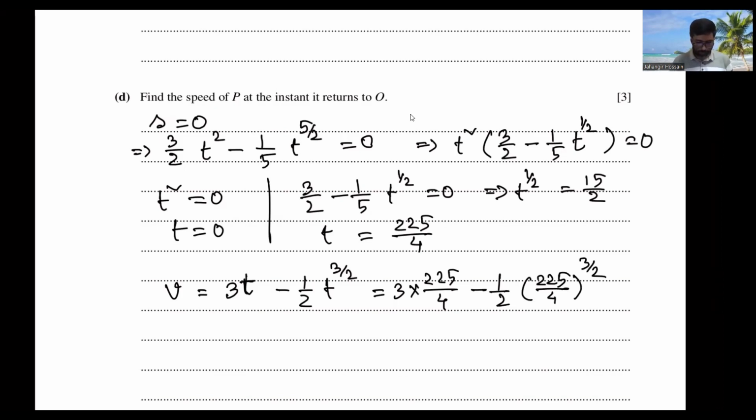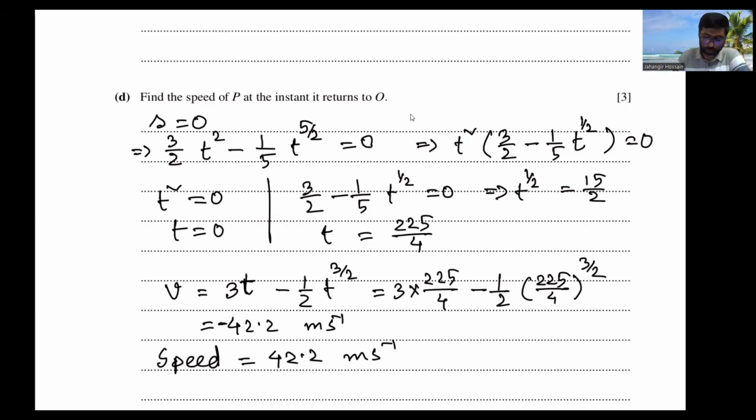That will give you the speed at the instant when the particle has returned to O. That's 42.2 meters per second. It's negative, which means we are finding the speed. The speed equal to 42.2, correct? Try to understand this. That's part D.